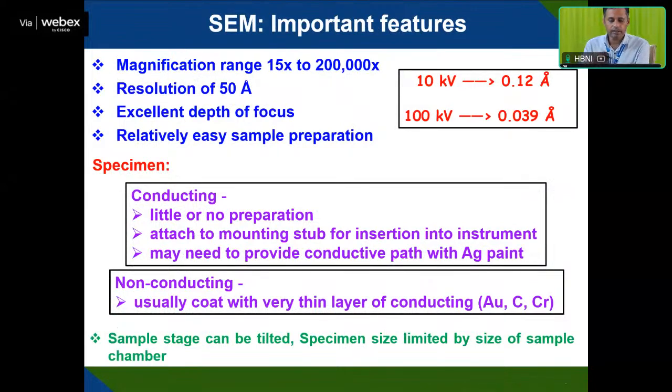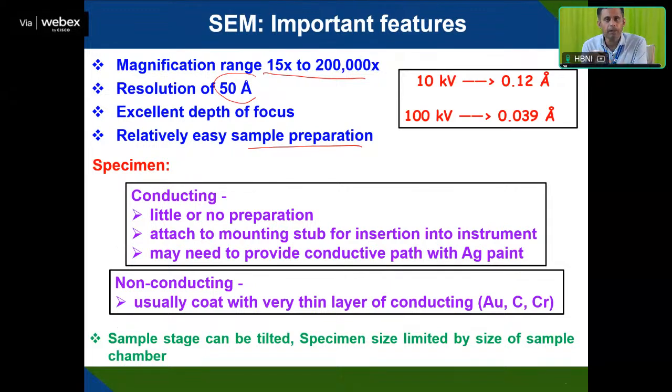For the scanning electron microscope, the magnification is in the range of 15x and can go up to 2 lakh x, and the resolution is about 50 angstrom. It has excellent depth of focus, so you can easily focus underneath and get information from the underlying layer. Sample preparation is also relatively easy.